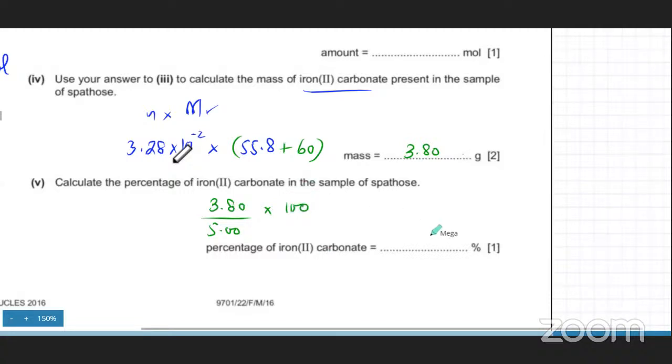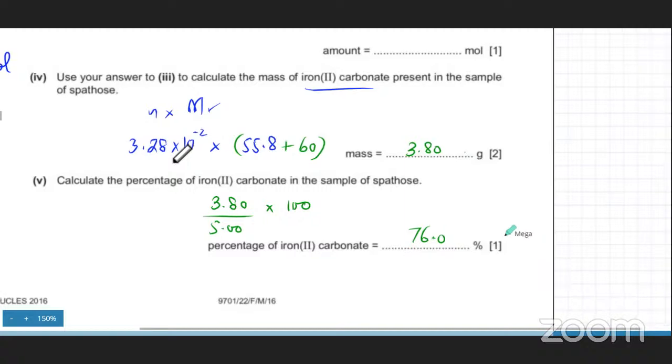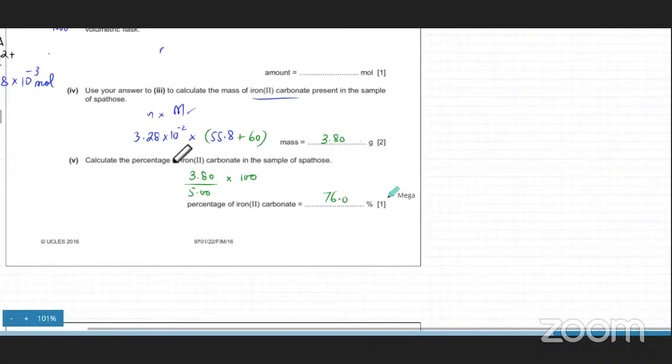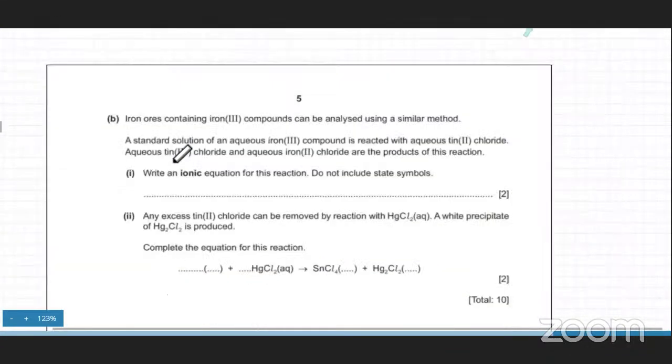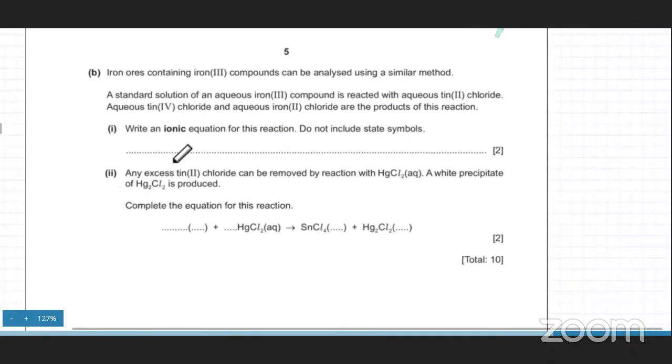76. The three significant figure. It's exactly 76, right? Yes. So 76.0%. You don't write 76. Make it up to three significant figures. And the question still continues, but that has nothing to do with the moles question.